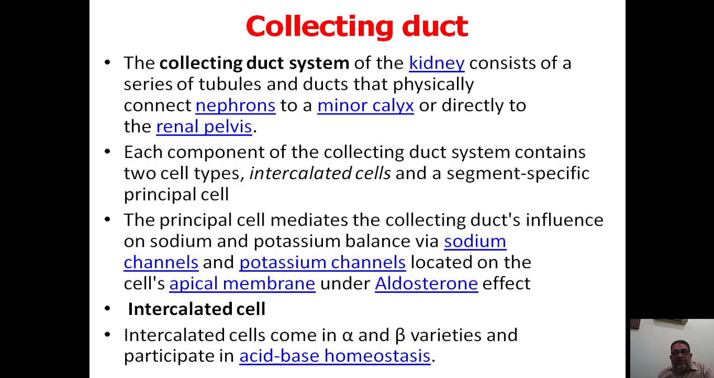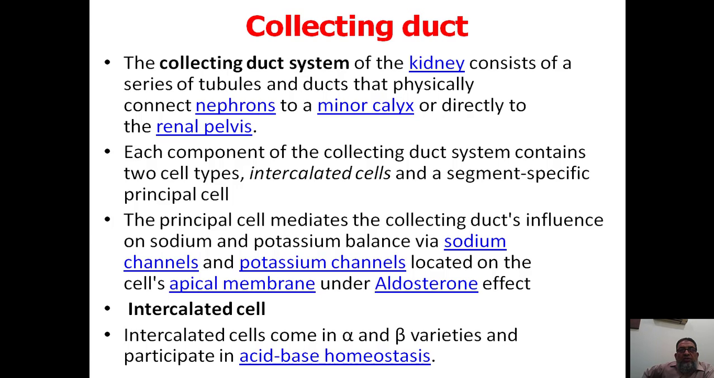Each component of the collecting duct system contains two types of cells: intercalated cells and a segment-specific principal cell. So two types of cells are seen in the collecting duct system: principal cells and intercalated cells. The principal cell mediates the collecting duct's influence on sodium and potassium balance via sodium channels and potassium channels, located on the cell's apical membrane under aldosterone effect.